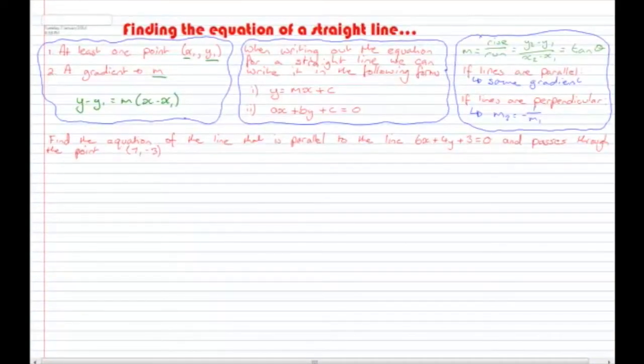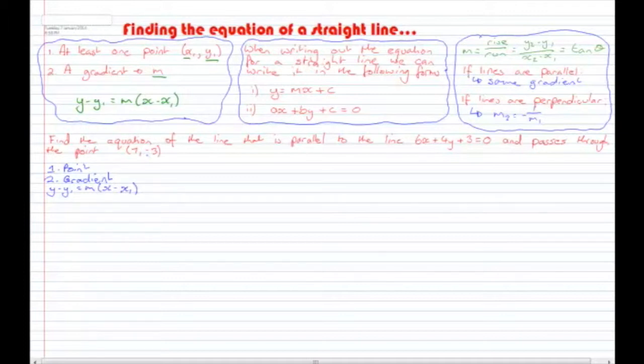And now it's time for the worked example. So things are starting to get a little bit harder now when finding the equation of the line. The question says find the equation of the line that is parallel to the line 6x plus 4y plus 3 equals 0 and passes through the point 7, negative 3. Now, remember, whenever we need to find the equation of the line, we must have two things. One is a point, and two is the gradient, in order to substitute into the y minus y1 equals m bracket x minus x1 formula.